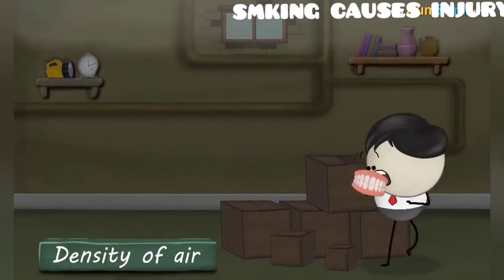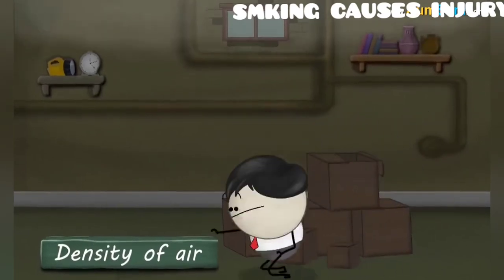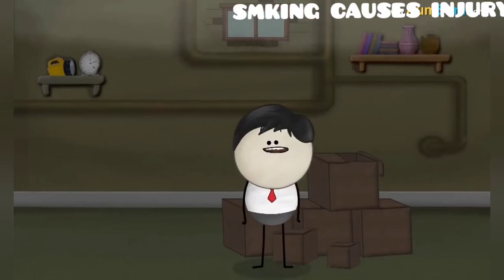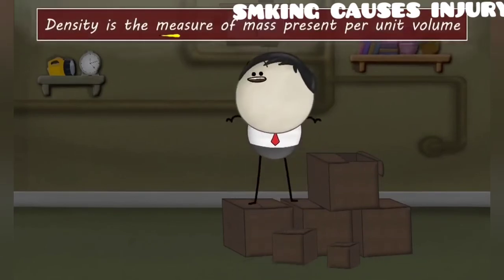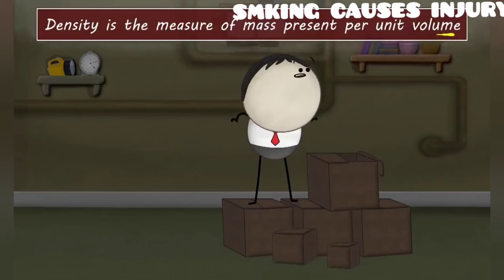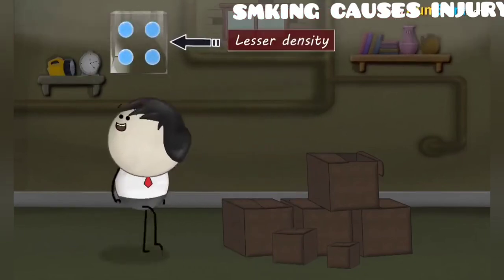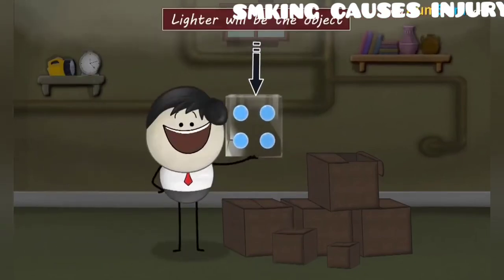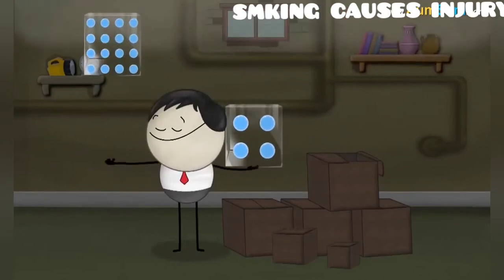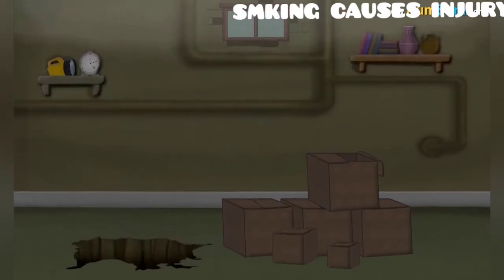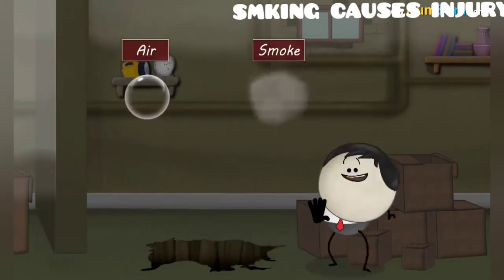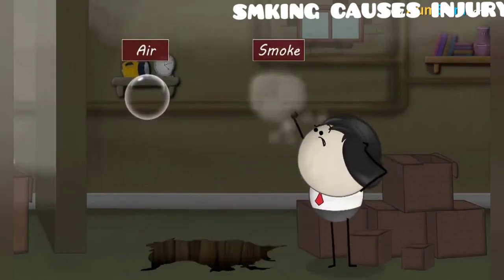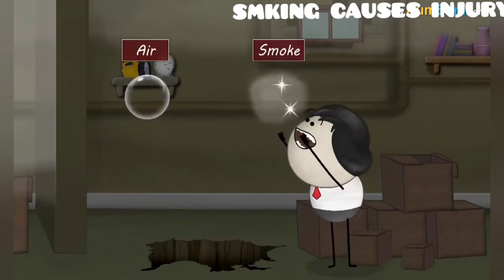Well, I know all about gravity, but what's this new thing called density? Don't worry, I will explain. Density is the measure of mass present per unit volume. Lesser the density, lighter will be the object, and greater the density, heavier will be the object. So in this case, what is lighter, the air or the smoke? Wait, let me think. I guess the answer is smoke?